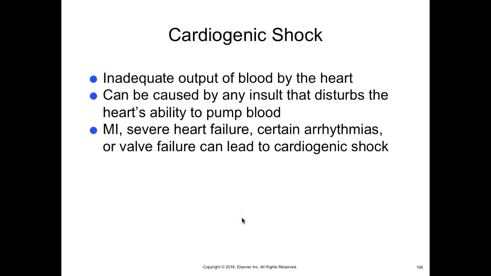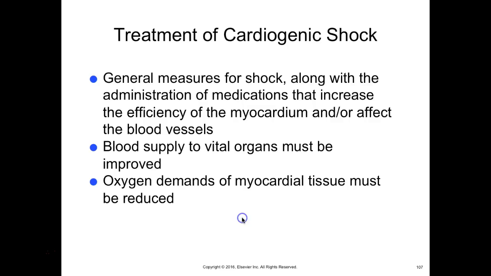Cardiogenic shock is inadequate output of blood by the heart. It can be caused by any insult that disturbs the heart's ability to pump blood. So a myocardial infarction, severe heart failure, certain arrhythmias, or valve failures can lead to cardiogenic shock. Treatment of cardiogenic shock: general measures for shock along with the administration of medications that increase the efficiency of the myocardium and/or affect the blood vessels. The blood supply to vital organs needs to be improved. Oxygen demands of the myocardial tissue must also be reduced.